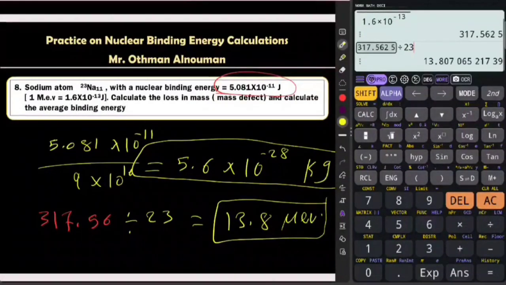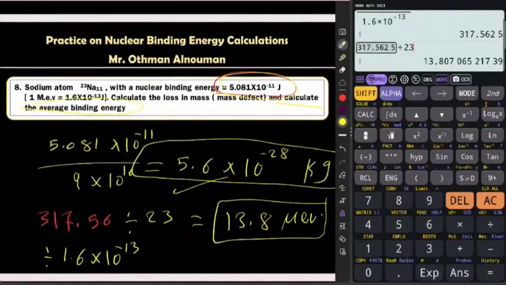Let's go back to the steps. What did we do? First of all, it asks us to find the loss mass, the mass defect. We got it in kilogram. Now it asks us to calculate the average binding energy. So the binding energy, we are going to convert it to million electron volt. How? By dividing over 1.6 times 10 to the power of negative 13.